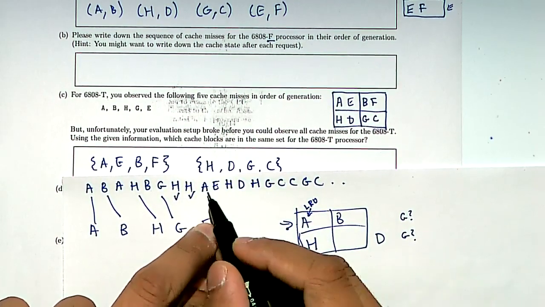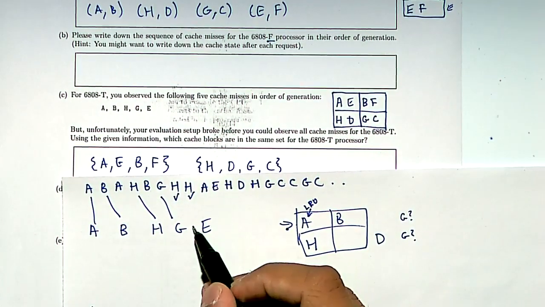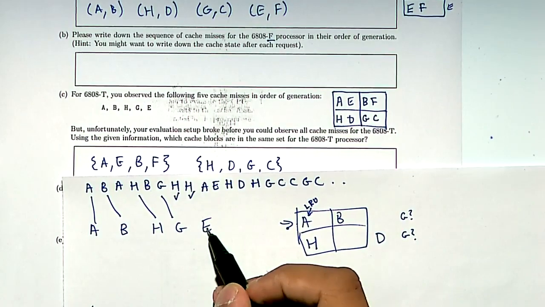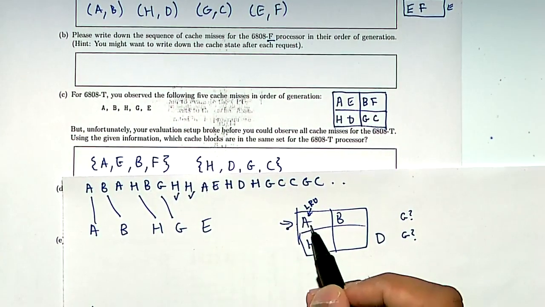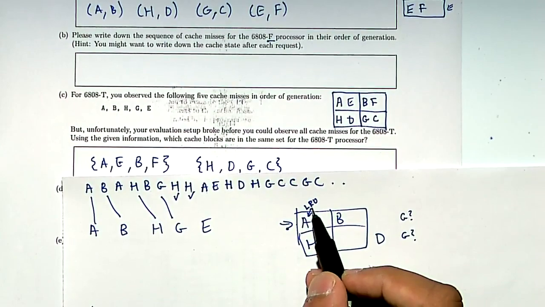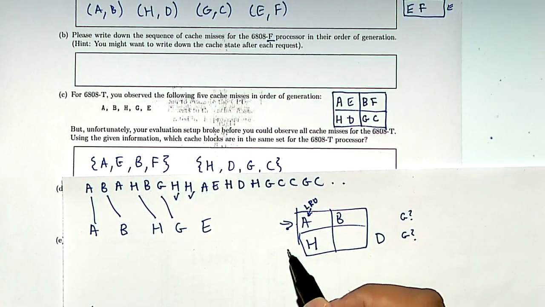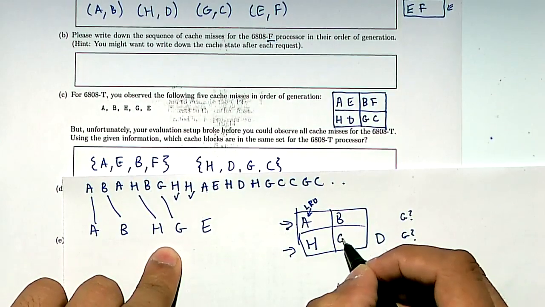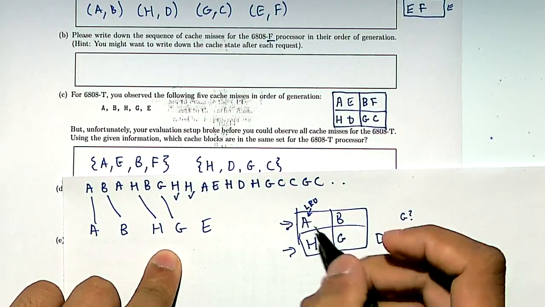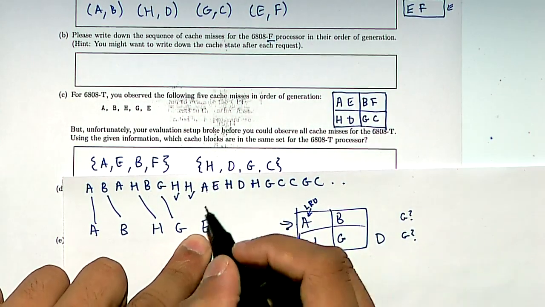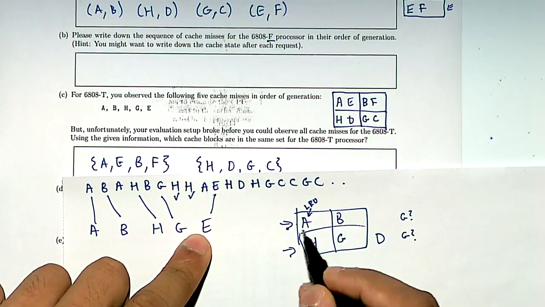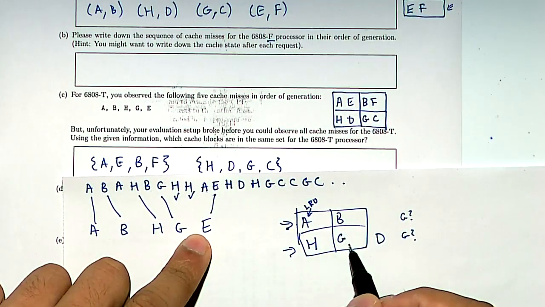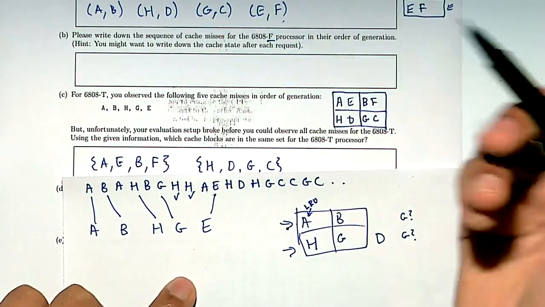Then we have A, and A does not generate a miss, because the next miss is E. So we know that A is still in the cache, which means that anything new that had been brought into the other set. So what we've seen now is that G has to be here, because otherwise it would have evicted A. And then the next miss we see is E.